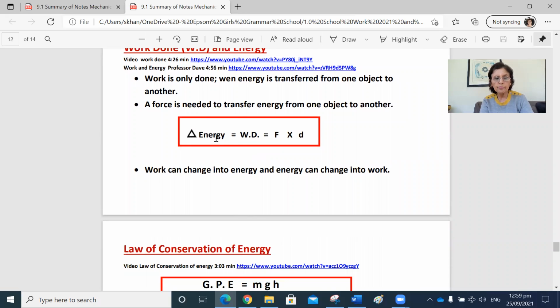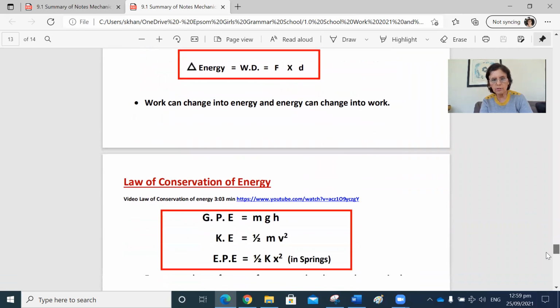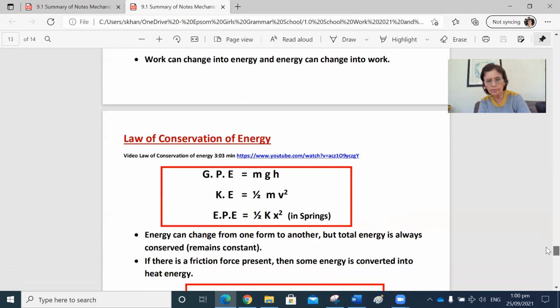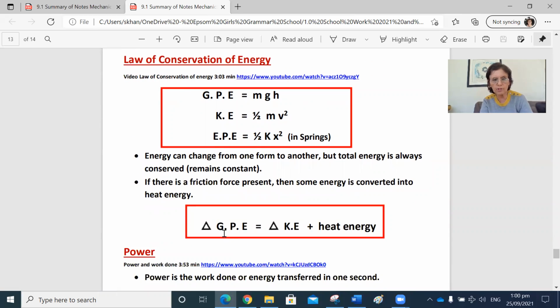Now work done is equal to force times distance, and work done always changes the energy of the moving object. So for example, if you apply force in an upward direction, then the object's gravitational potential energy will increase. If force is applied in a horizontal direction, then kinetic energy will increase. But work done can change into energy, and energy can change into work done, or energy can change from one form to another, but total energy is always conserved. So that's the law of conservation of energy.